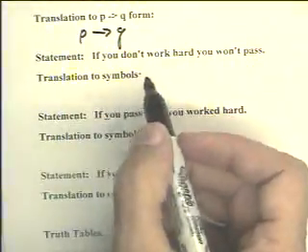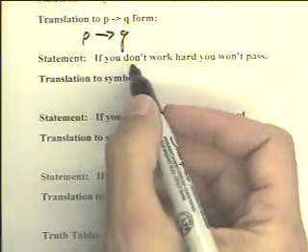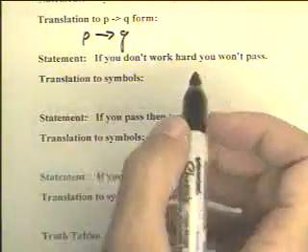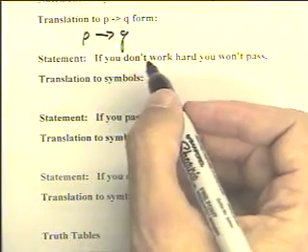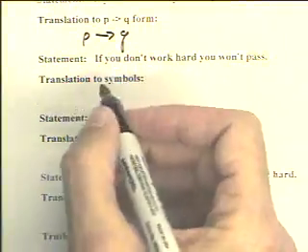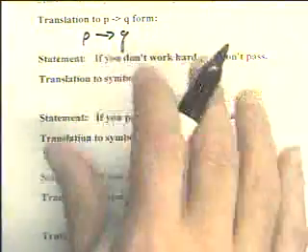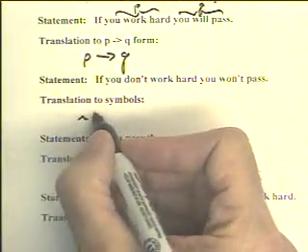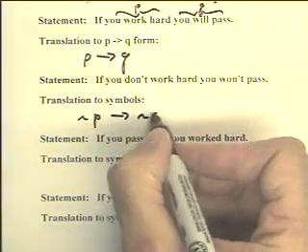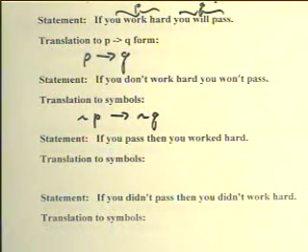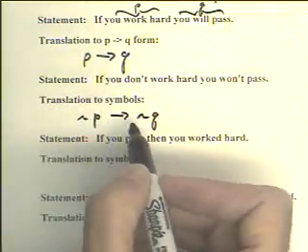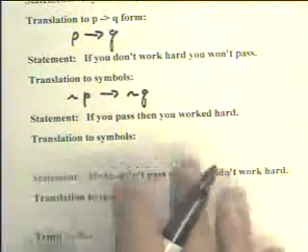Now let's take the statement, if you don't work hard, you won't pass. A lot of people, if they hear the statement, if you work hard, you'll pass, also think that they hear, if you don't work hard, you won't pass. Now if we translate this to symbols, using P and Q as before, this says, if not P, then not Q. If you don't work hard, then you won't pass.